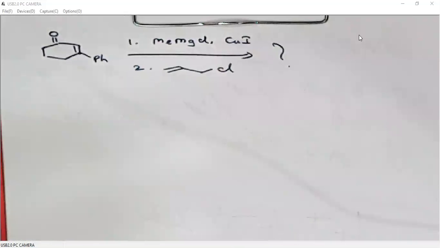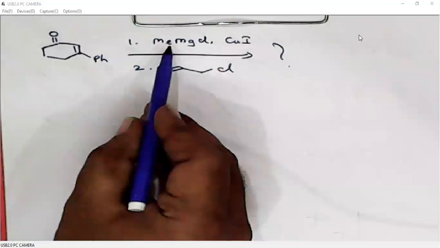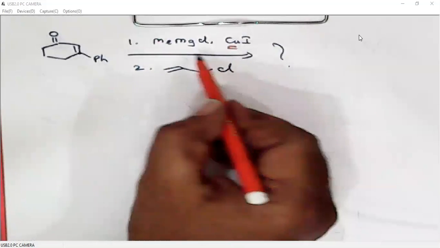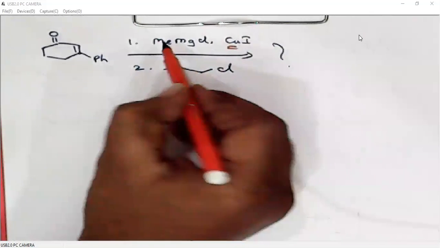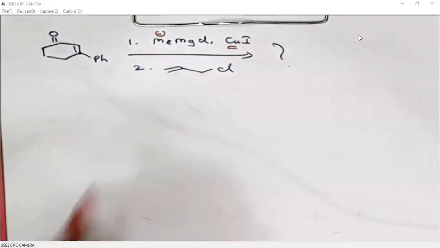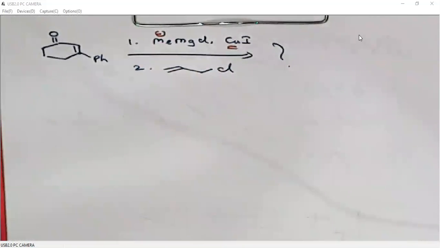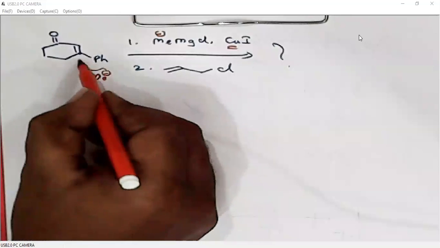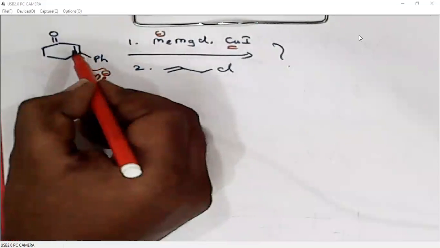Right. Grignard reagents are hard nucleophiles, so they will undergo 1,2 addition to enone. But in the presence of a copper salt, which makes the Grignard reagent a soft nucleophile, it undergoes 1,4 addition. This is 1,4 addition, or we can say Michael addition.